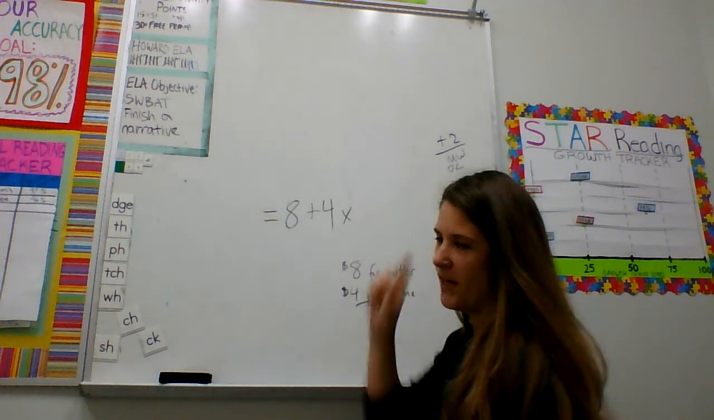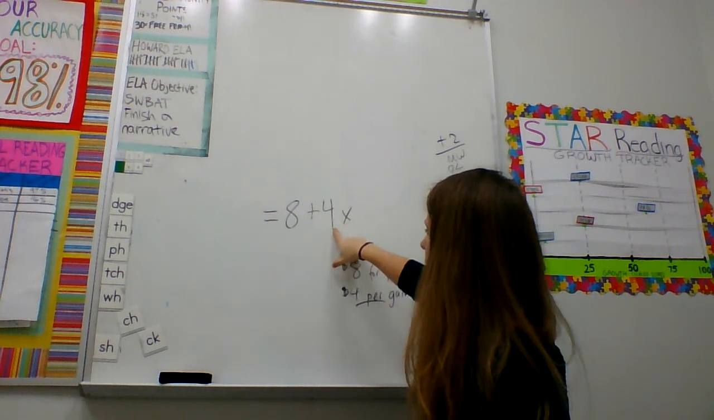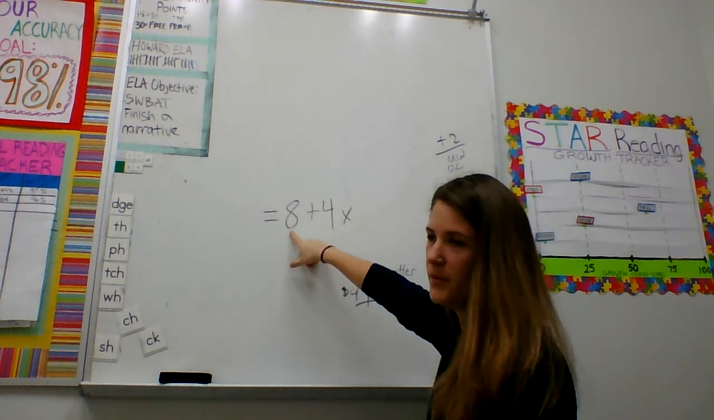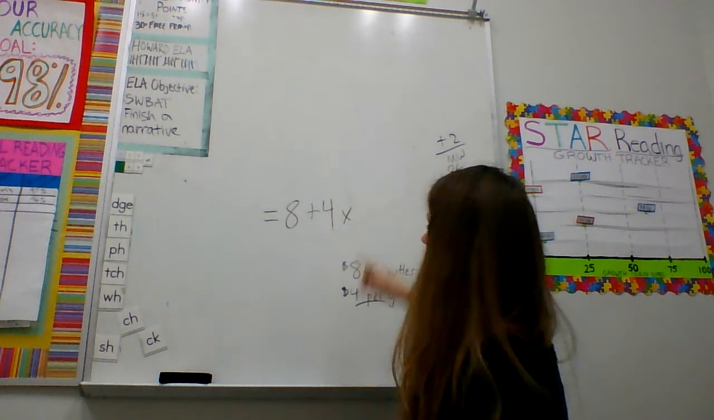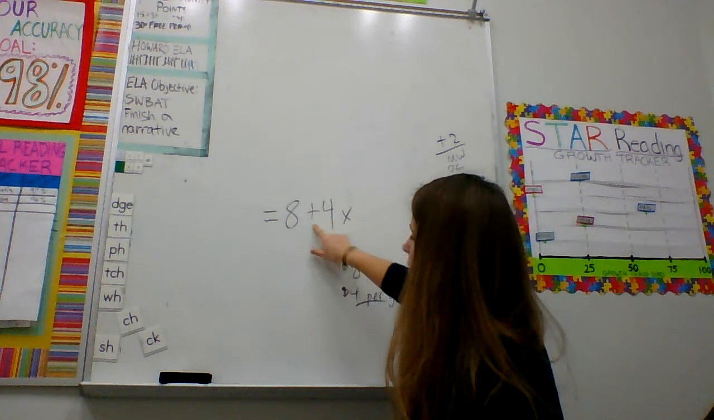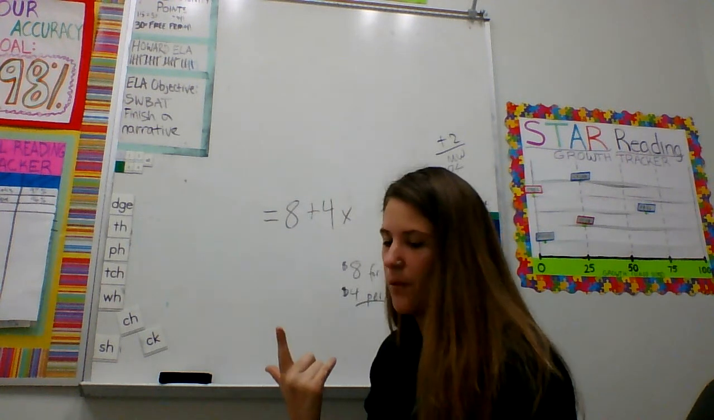This would work if I said 1 game, right? If I wanted to play 1 game, I'd put in 1 for X, 1 times 4. It costs me $4 for 1 game plus $8 for a putter. If I was playing 7 games, well, it costs 7 times 4 for each game, so $28 plus the 1 putter. You don't have to keep buying the putter over and over again. You just have to buy it 1 time.